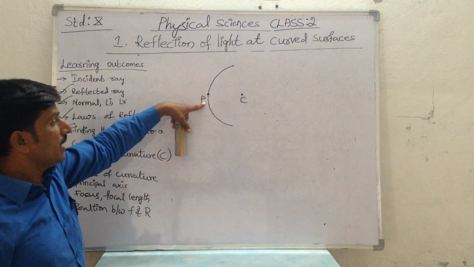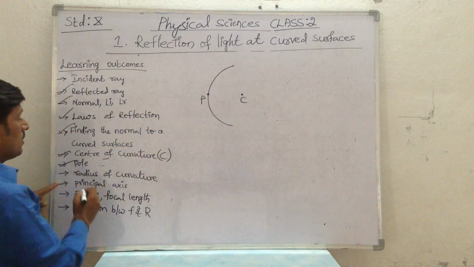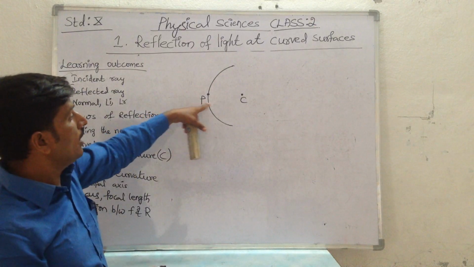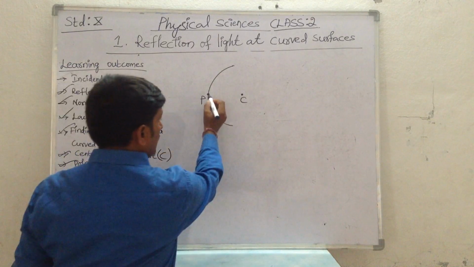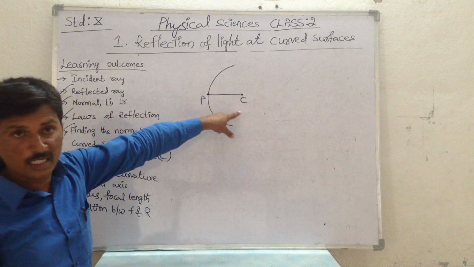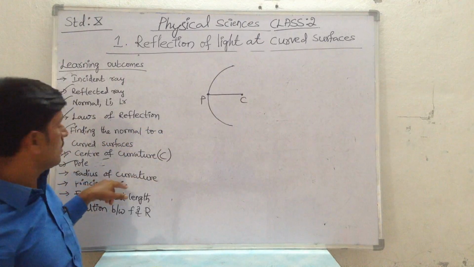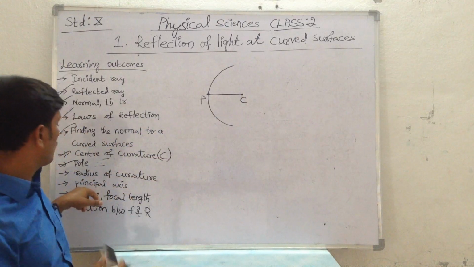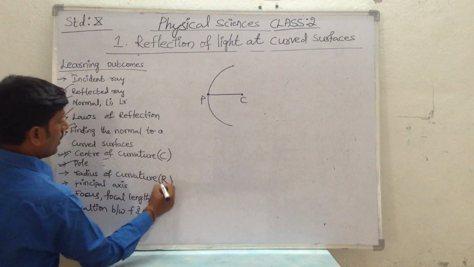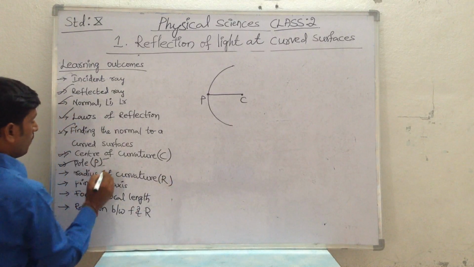The next term is radius of curvature. The distance between the pole and the center of curvature is called the radius of curvature. The radius of curvature is always denoted by R and the pole is denoted by P.